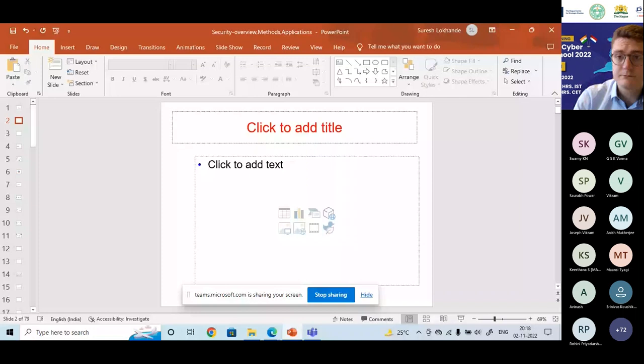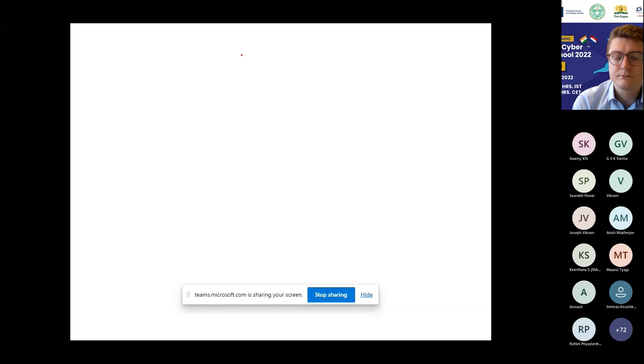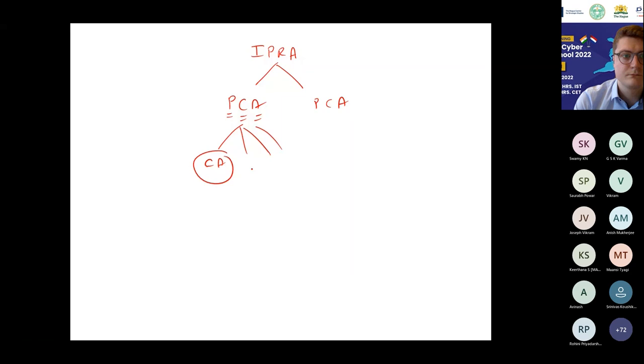So while writing on the screen, I'm explaining that the whole key distribution concept is done by a scenario called IPRA, Internet Policy Registration Authority. This IPRA will be having some distribution of the PCAs, which we call Policy Certification Authority. Then here we have something called a CA, Certificate Authority. All these things are CAs. Let us continue. Now think about a scenario.